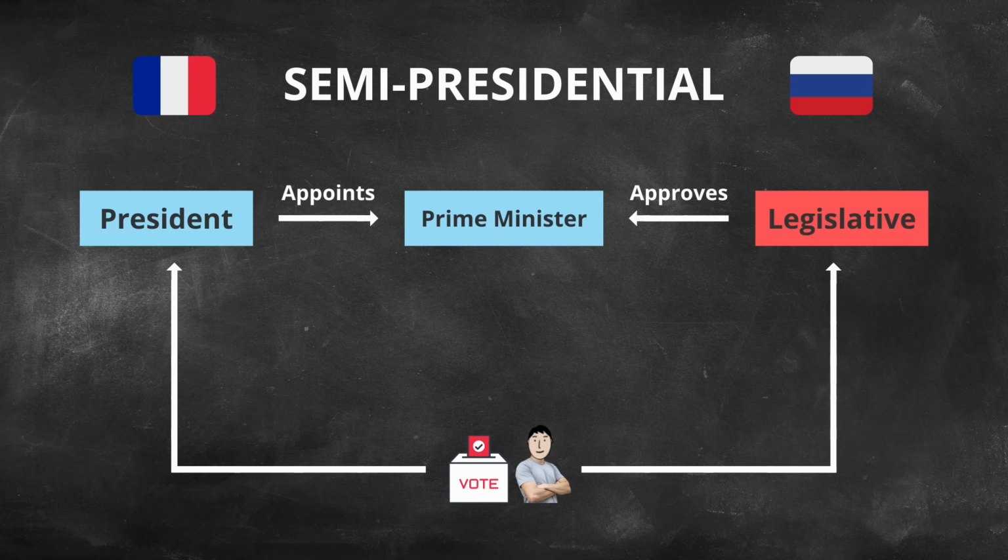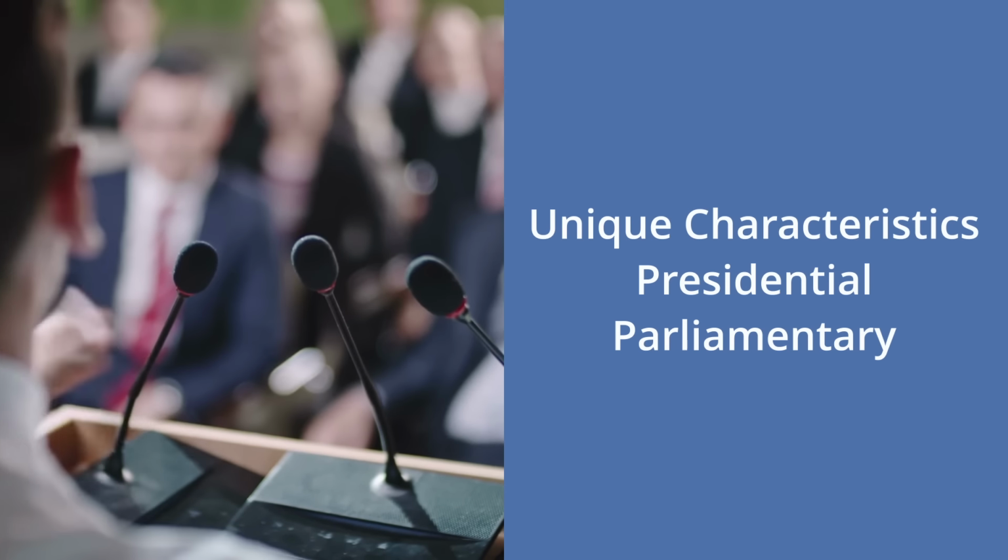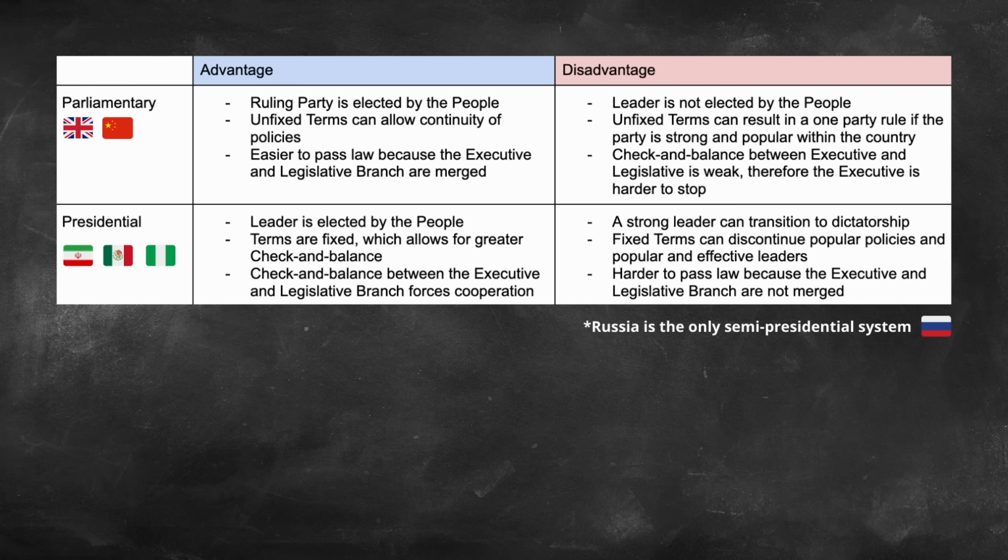In the semi-presidential system, we have a thing called the dual executive. Basically, 2 leaders are enforcing the law. In some countries, the dual executive share common powers, but in others, one is more dominant than the other. Let's talk about the unique characteristics of the presidential and parliamentary system. You can check out the list on the screen.